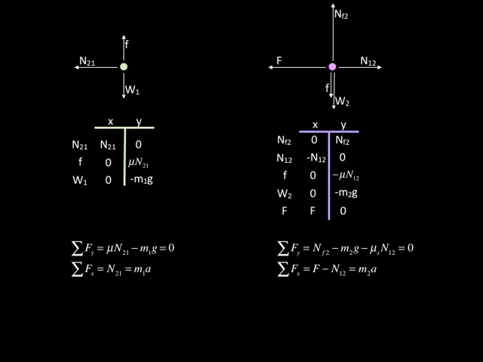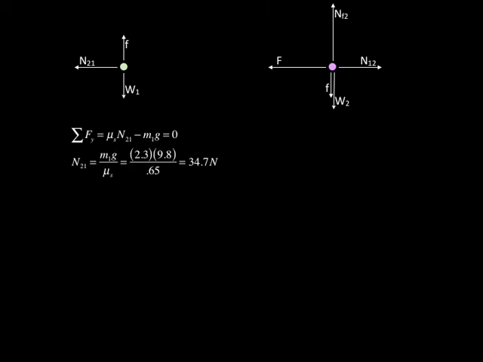So if we look at the y component on m1, we see that mu times n21 minus m1g equals 0. Well, that just tells us that the normal force is m1g over mu, and that's equal to 34.7 newtons when we plug the numbers in. This is actually the answer to part C of the problem that asked us to find the contact force between mass 1 and mass 2.